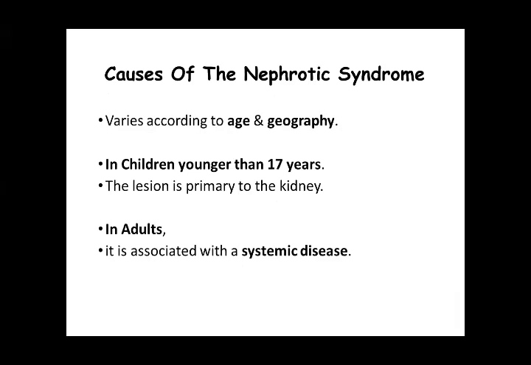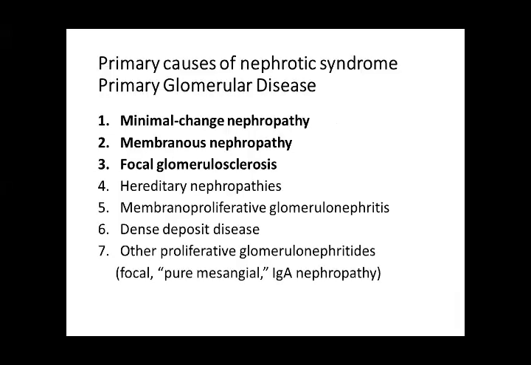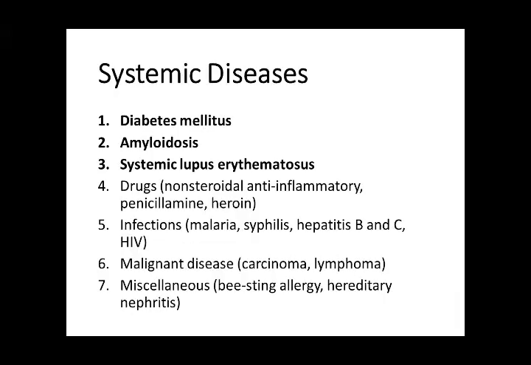In children less than 17 years, it is primary to the kidney. The disease in adults is because of systemic causes. Those are 7 diseases that are of primary significance, or those are primary glomerulonephritis, injuries of the glomerulus alone that will have its consequences on the body. But these diseases, systemic diseases, are the diseases of the body that will influence the kidney in the end, right?